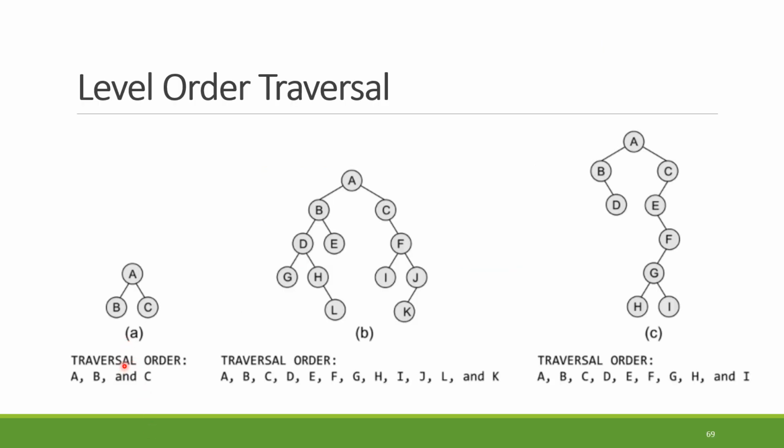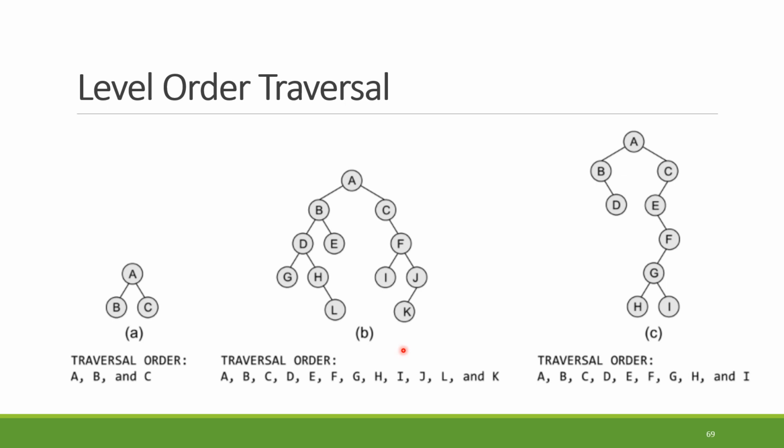So consider this example where A is the root node, B and C are its children. A is at level 0, B and C are at level 1. So read A and then go to level 1, read from left to right, B, C. So the level order traversal for this tree will be A, B, C.